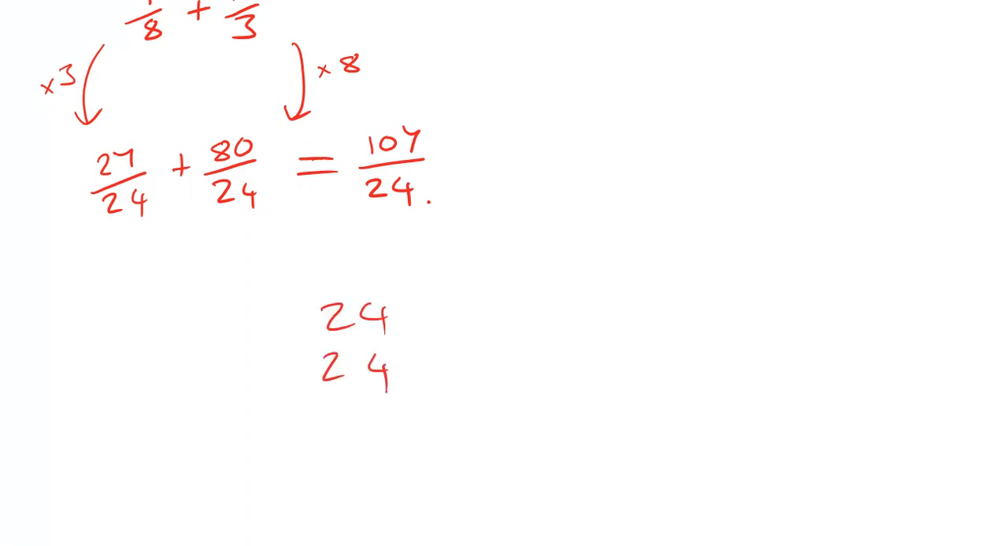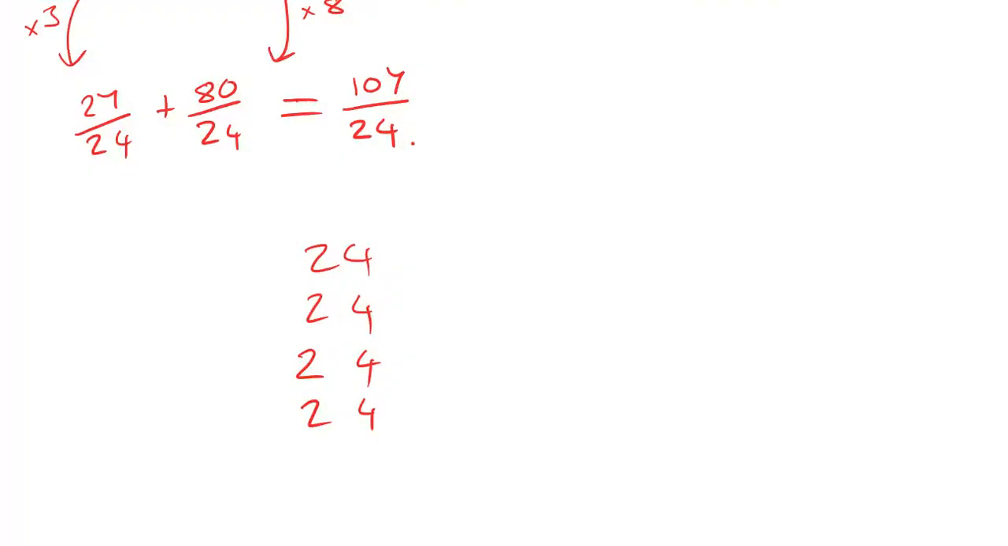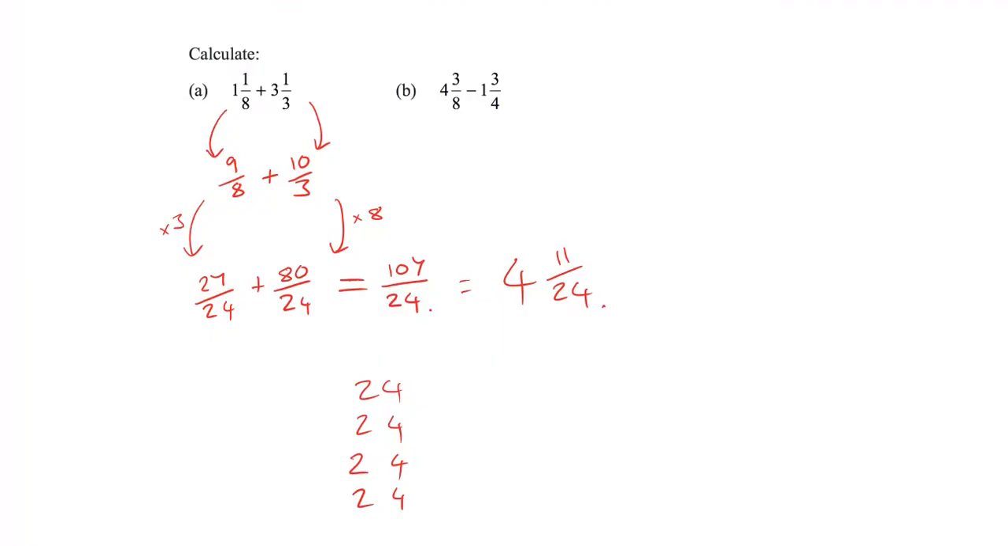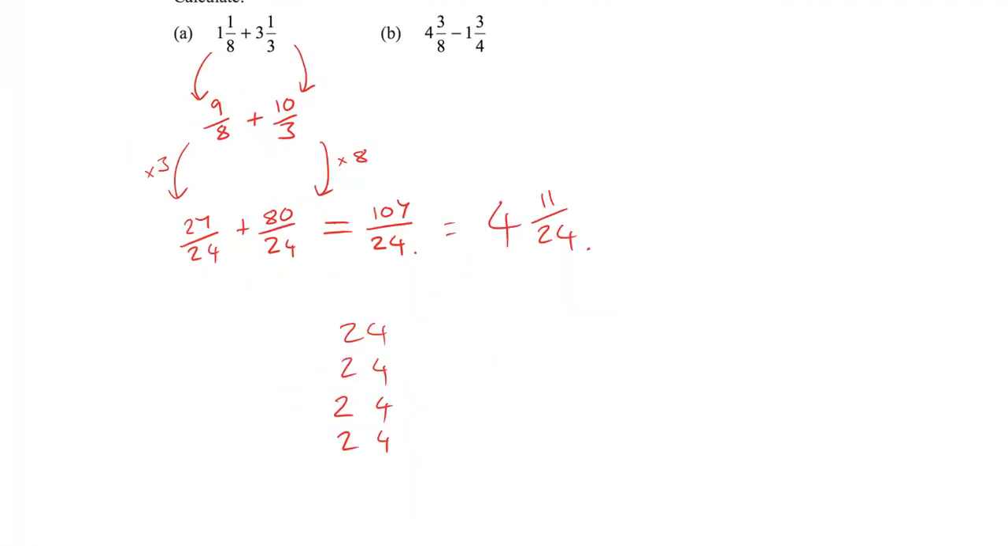So I could say, 2 24s is 48. So that means that 4 24s is going to be 96. So I'm going to have 4 wholes, which brings me up to 96. And then I'm going to have 11 left over. So I think our final answer here is 4 and 11 over 24. Okay, that is a good method to help us understand how to add and subtract fractions, even when we've got mixed numbers.